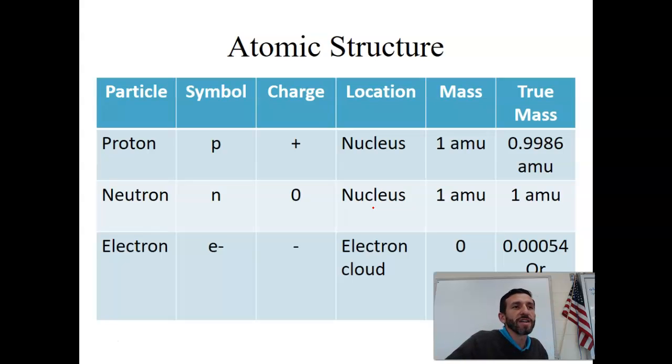For the purposes of our class, we're going to say that the proton and the neutron have a mass of 1 and the electron has a mass of 0, even though that's not their actual true mass. Now, this abbreviation here is something that you need to know, okay? And what it means is atomic mass unit. So it's not like grams or anything. Okay, it's AMU, atomic mass units.